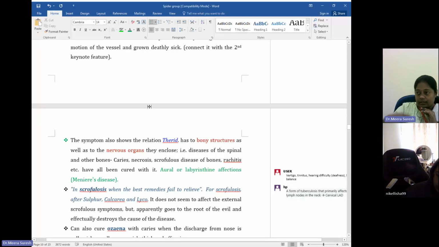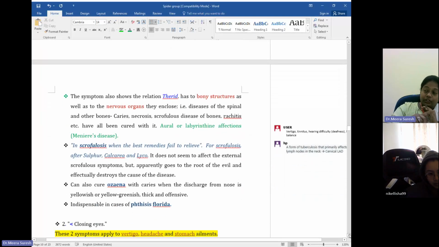And how they manifest is that extreme sensitiveness, the diseases of the spinal cord. So any degeneration of the spinal cord, we already saw that these drugs have extreme sensitiveness of the spinal cord, the vertebral column. So any diseases of the spinal cord or the bones, such as caries, necrosis, scrofulous diseases, rachitis or rickets, etc., Theridion is a very good remedy. And also, because it is bony structure and nervous organ, even labyrinthine, the inner ear affections can be there. So this is a very good remedy for Meniere's disease.